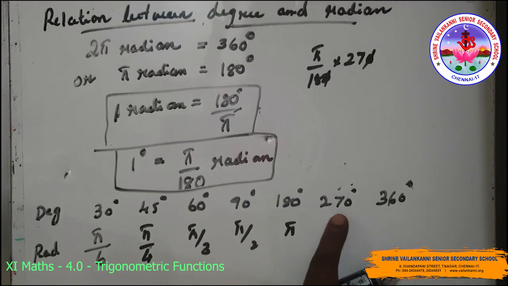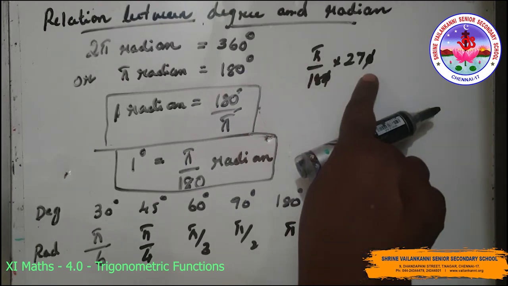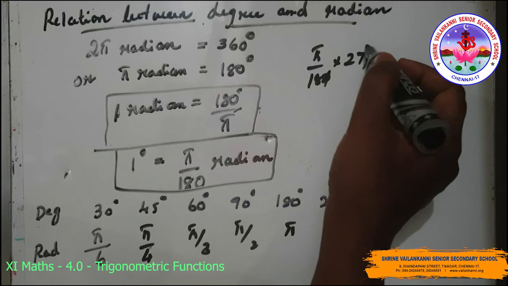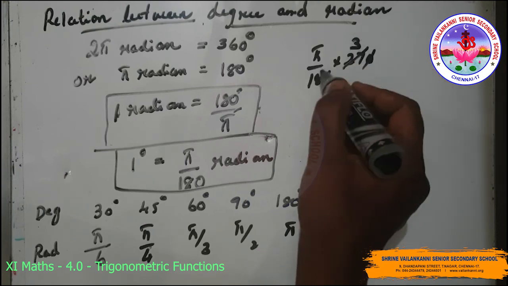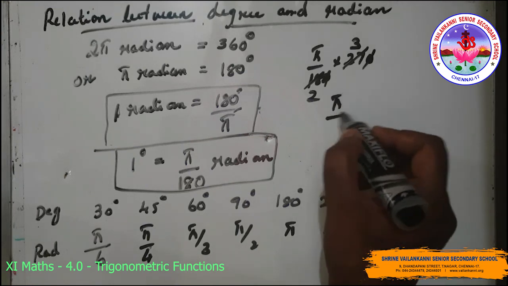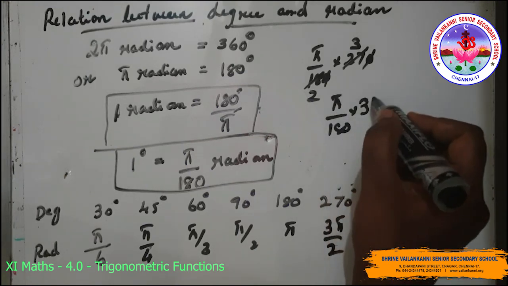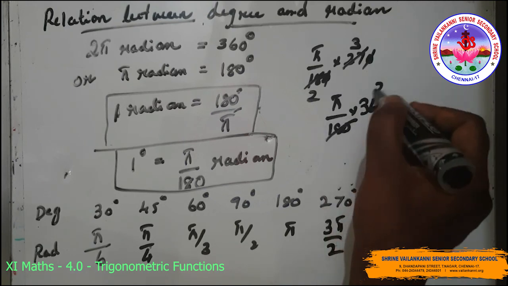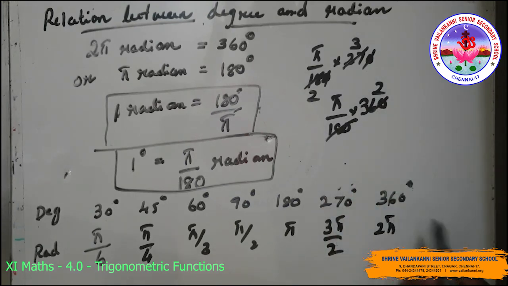Converting 270 degrees: pi by 180 into 270, the 0 cancels. So 9 into 3, 9 twos, so 3 pi by 2. Now 360 degrees: pi by 180 into 360. Cancelling this, 2 times. So 2 pi.